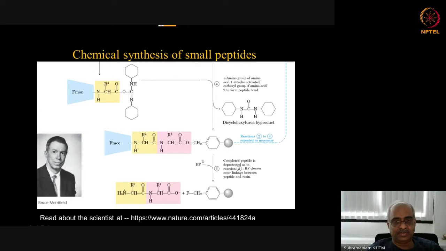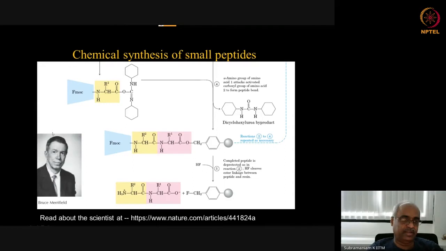Finally, after this is repeated, the third cycle will be, again you need to deprotect this using mild organic base as we saw in step 2. Then like step 3, the next amino acid needs to be activated with the DCC, and then you will combine the two, they will react and the chain will grow.